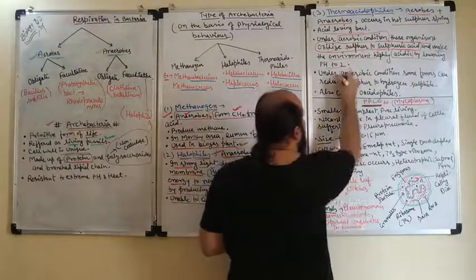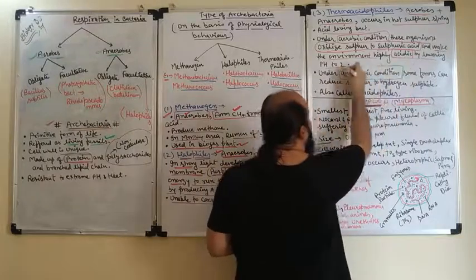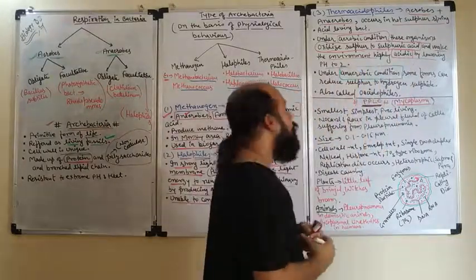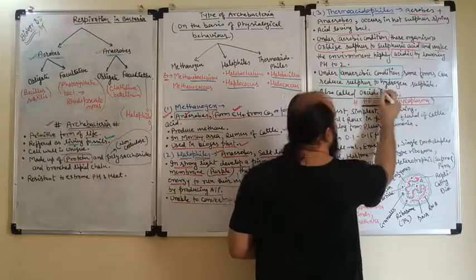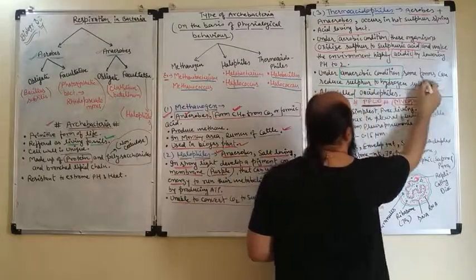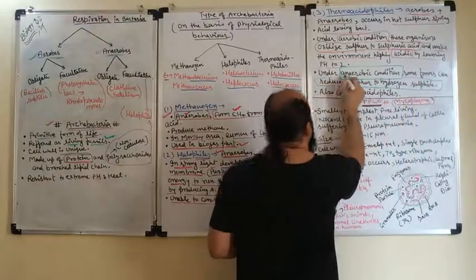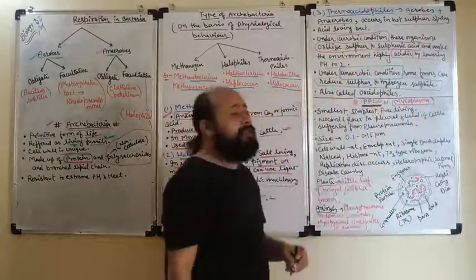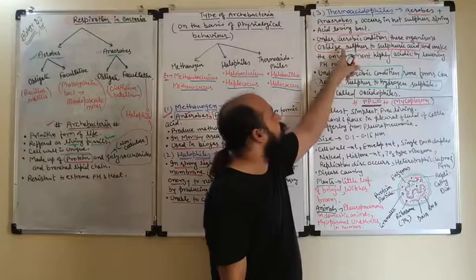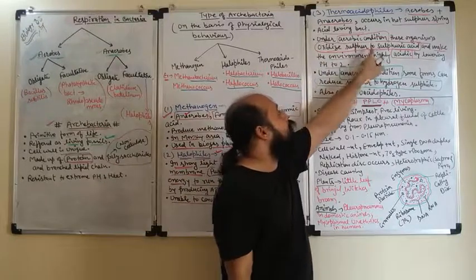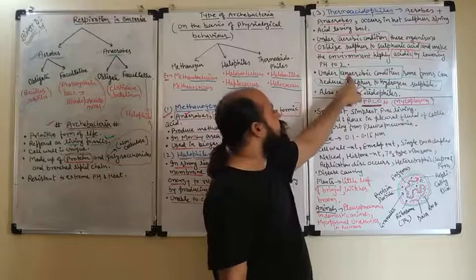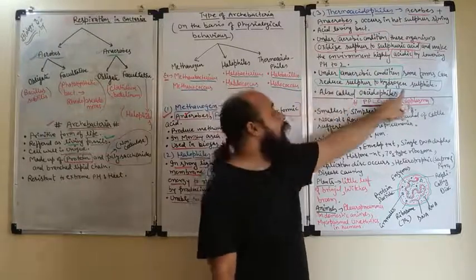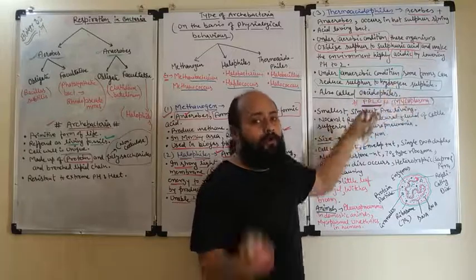Under anaerobic condition, some of them can reduce sulfur to hydrogen sulfide. So under aerobic condition they oxidize sulfur to sulfuric acid, while under anaerobic condition they reduce sulfur to hydrogen sulfide. Okay, you have to memorize this.